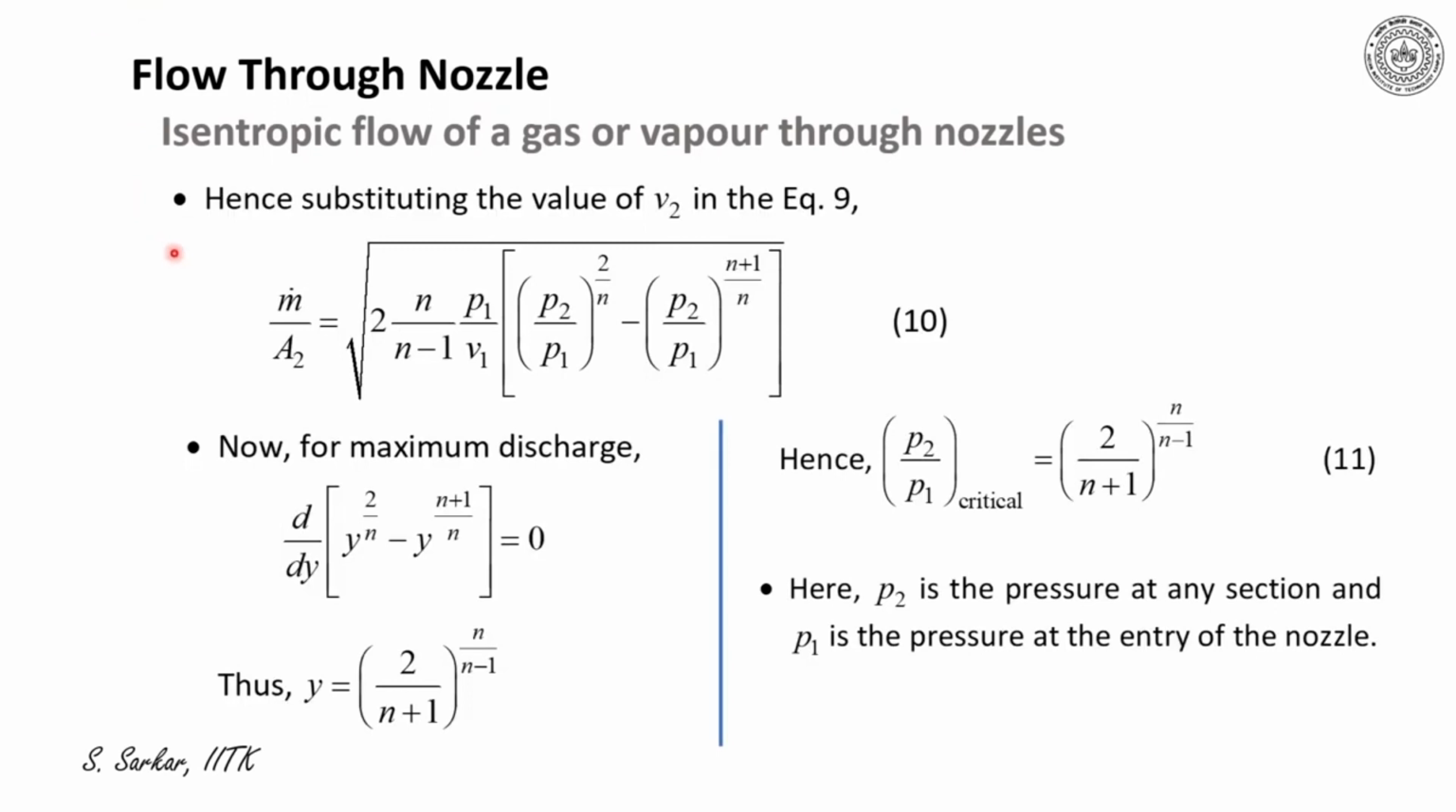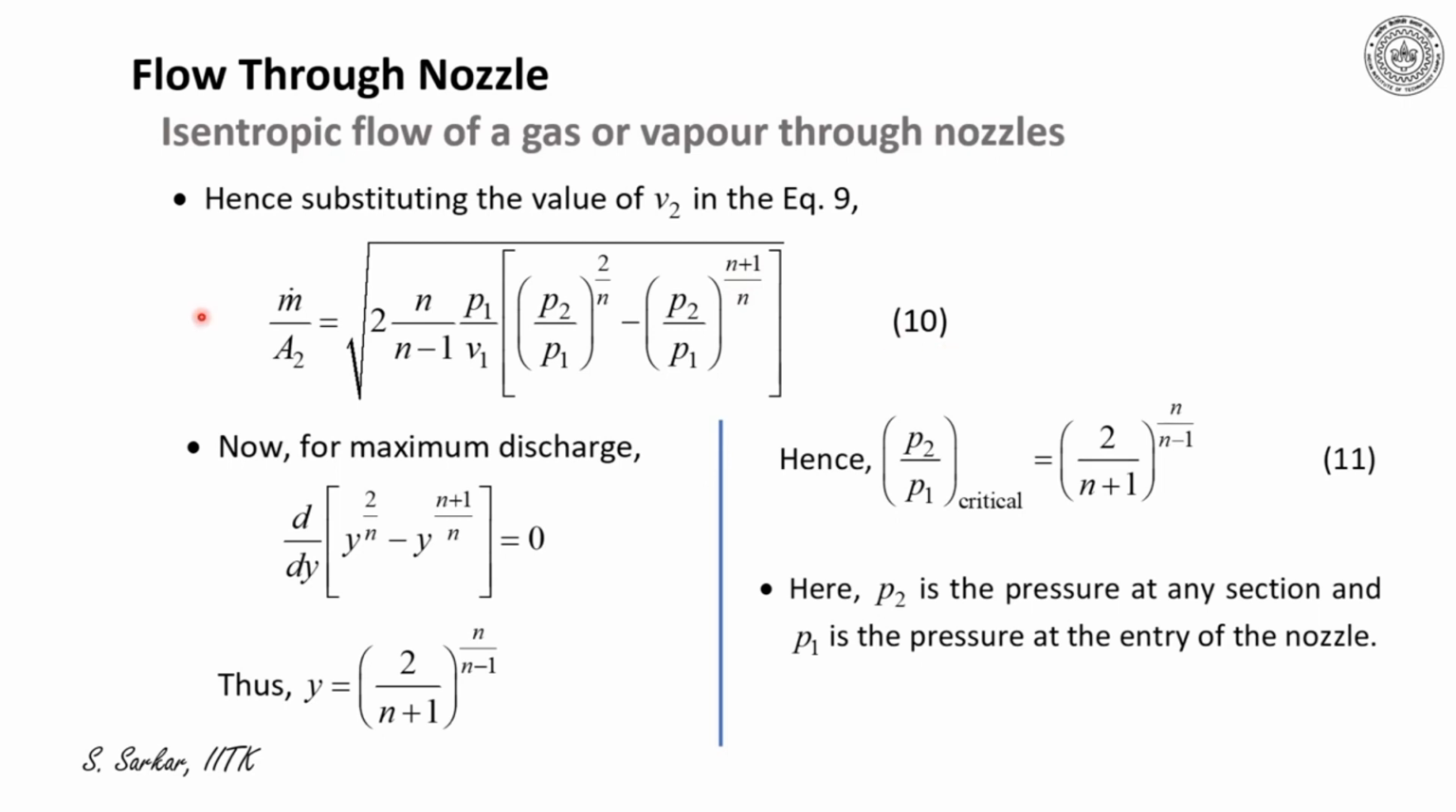Now, substituting the value of small v2 in equation 9, we have m dot divided by A2 is equal to root over twice n divided by n minus 1 into P1 V1 within the bracket P2 by P1 to the power 2 by n minus P2 by P1 to the power n plus 1 by n, which is equation number 10.